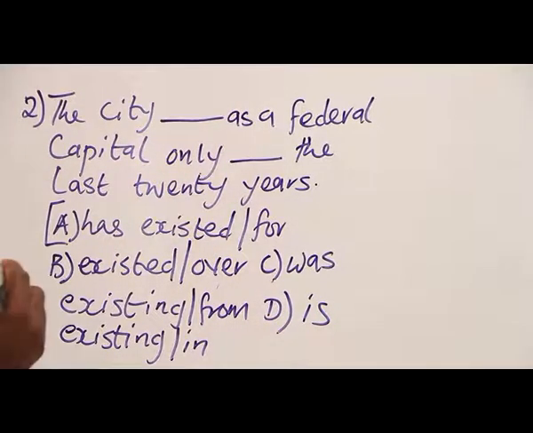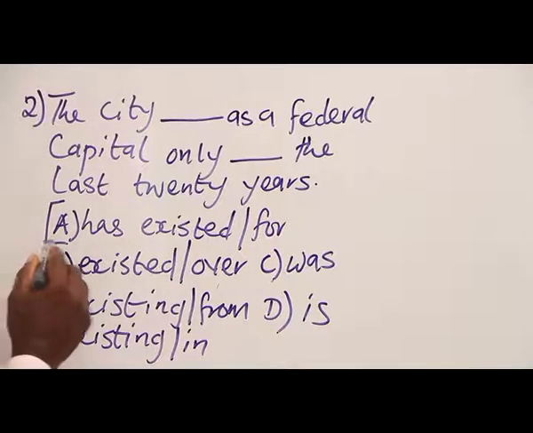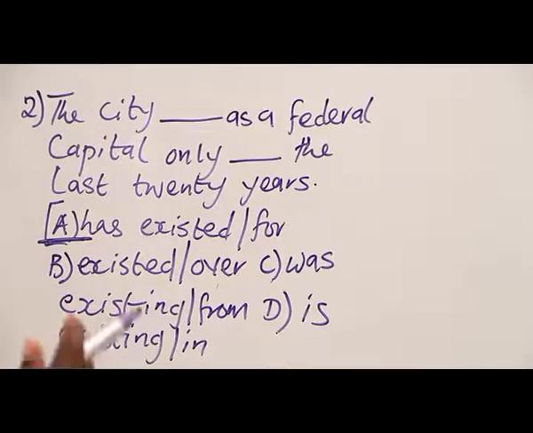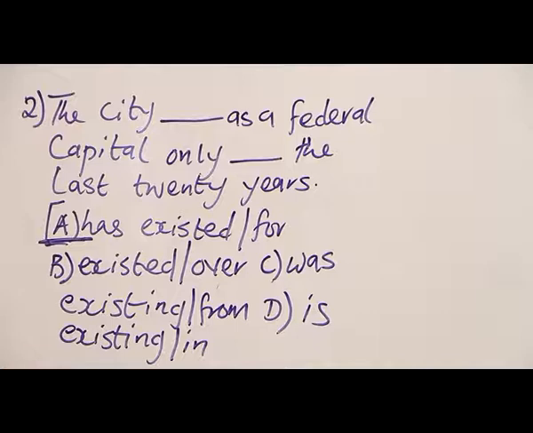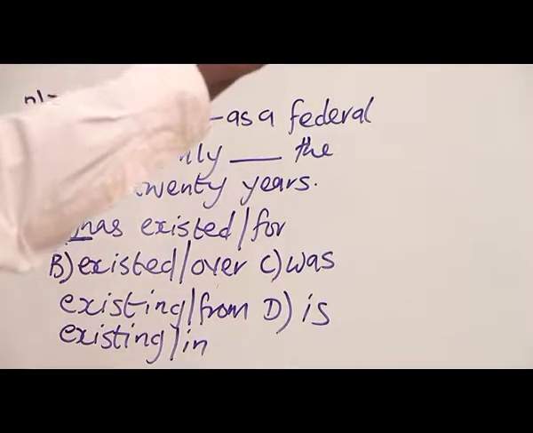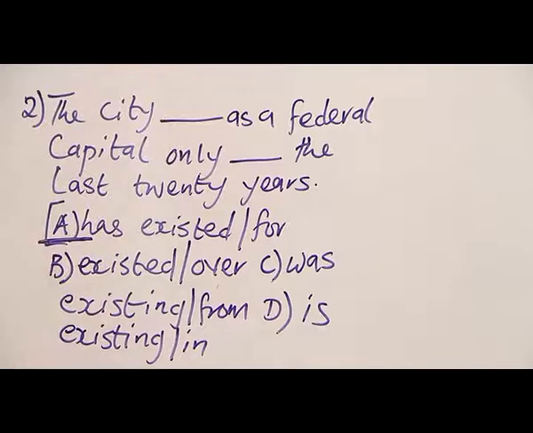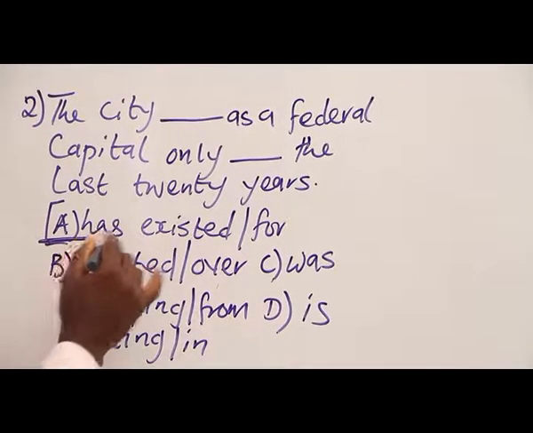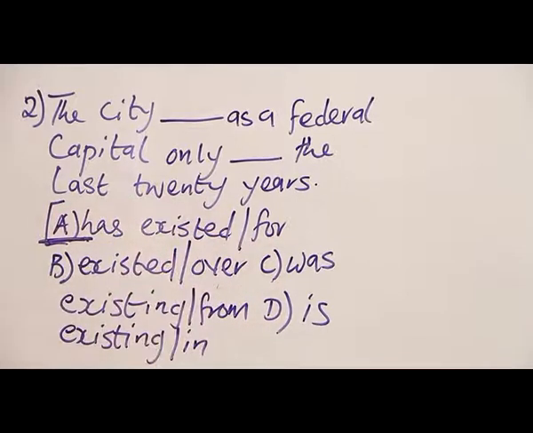Now we come to the one left, which is option A. Option A is the city has existed as a federal capital only for the last 20 years. For the last 20 years means that at the moment of speaking, counting it backward 20 years before, from there on, the city has been in existence. And remember the tense that is used. This tense here, has existed, means the present perfect tense.